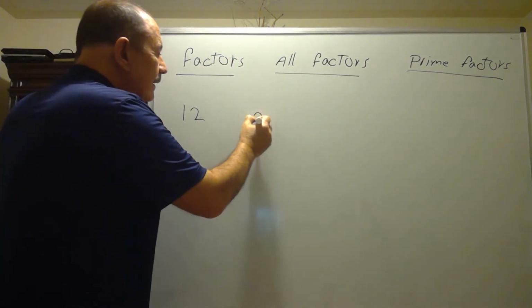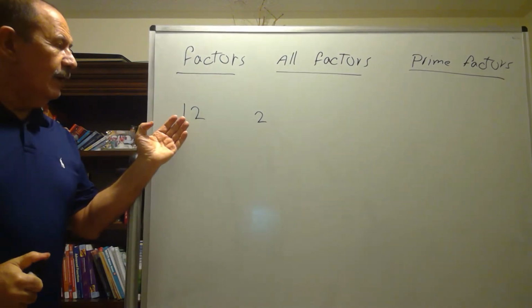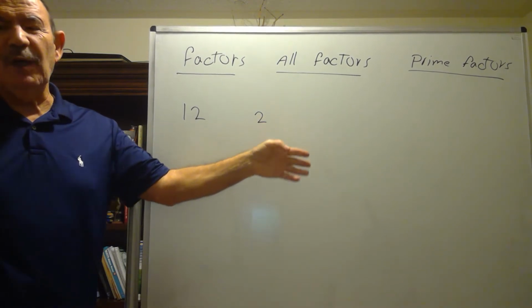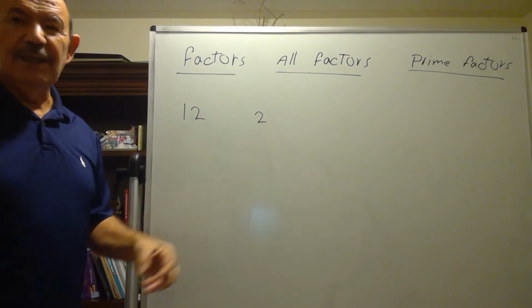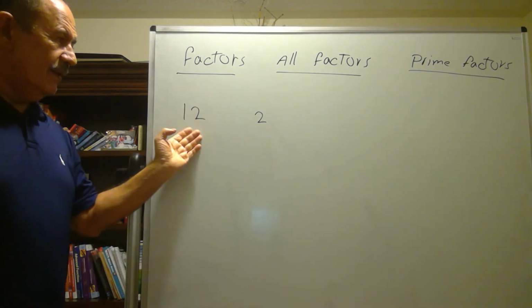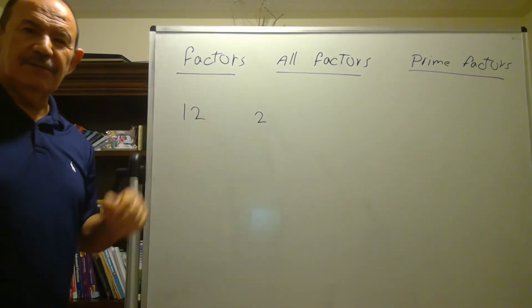2 is a factor of 12 because if we divide 12 by 2, the answer is 6 and the remainder is 0. We don't care about the answer, but we care about the remainder. The remainder should be 0. So 2 is a divisor of 12 with 0 remainder. We call it 2 is a factor of 12.